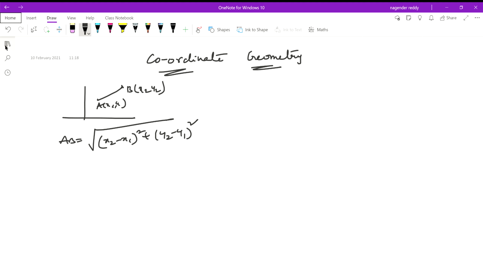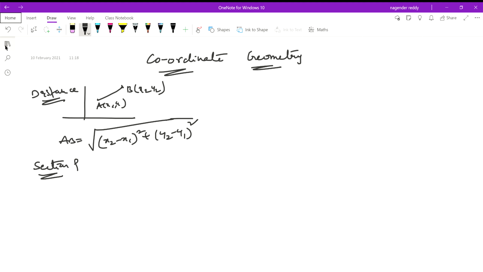Sometimes we can write x1 minus x2 whole square, also y1 minus y2, because the square is there, so we can write either one. So AB is equal to the square root of (x2 minus x1) whole square plus (y2 minus y1) whole square. That is the distance formula. Next, the section formula.